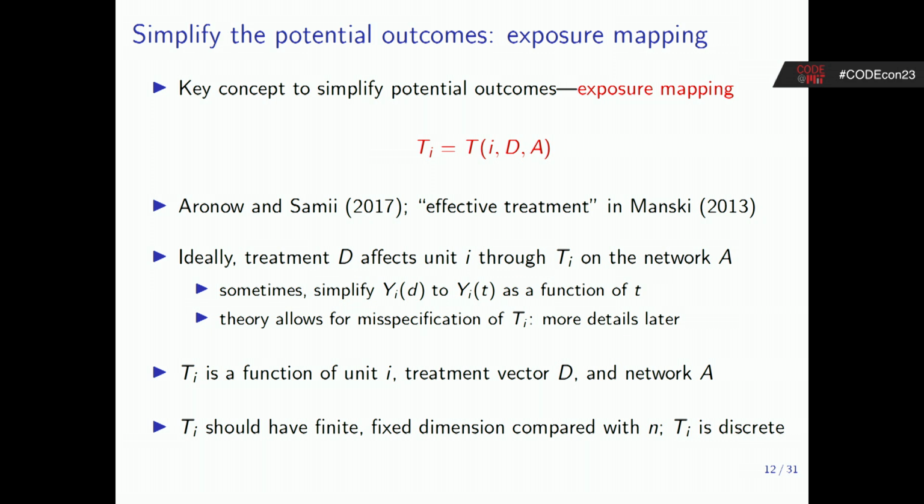And we just think the D vector affects the outcome through T_i. Okay. If you assume we have a correct specification of T, then actually you can simplify your notation Y_i(D) to Y_i(T), and hope if this is useful, T must be much simpler than D and A. Okay, we consider the simple case. T has finite dimension compared with sample size, and T is actually discrete in our study. But you can extend this to more complicated T.